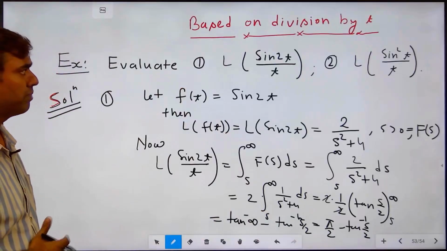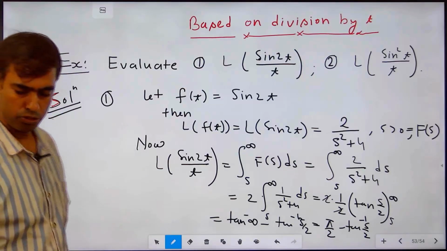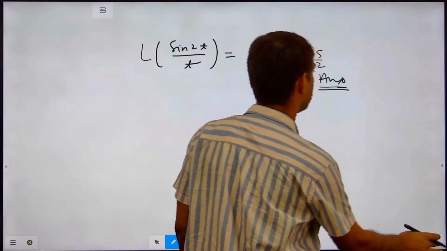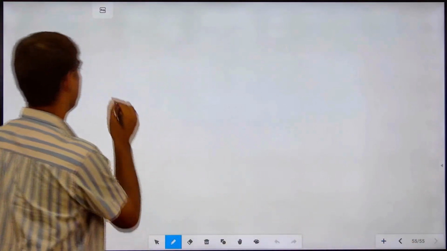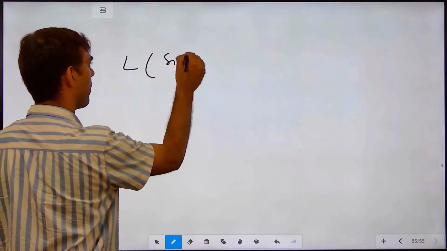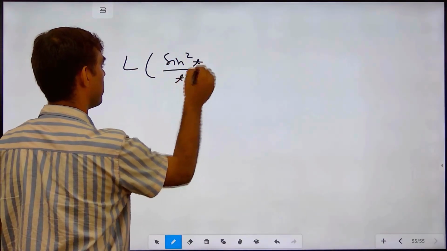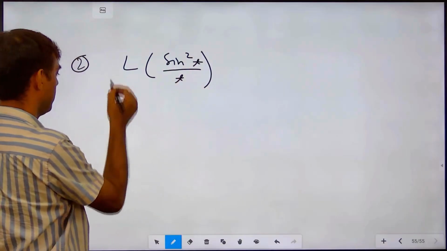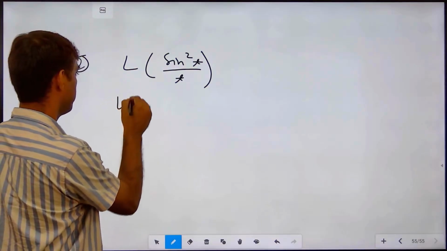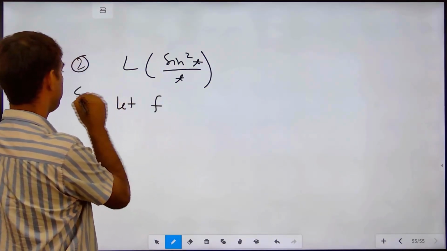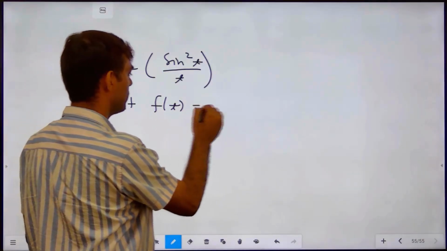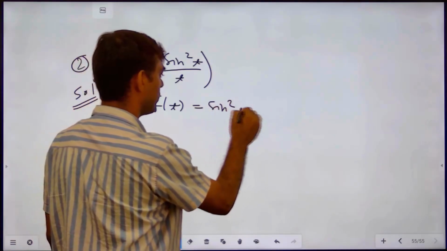In a similar manner, we are able to find the solution of the second problem. So, what is the second problem? The second problem is to find the Laplace transform of sin square t upon t. So, here again, similarly as we solved the first problem, let f(t) equal sin square t.